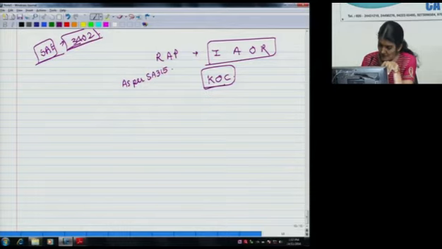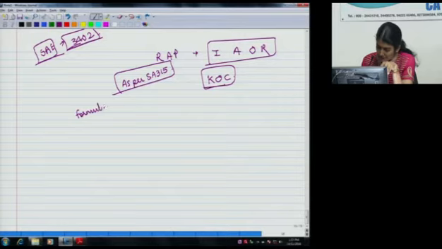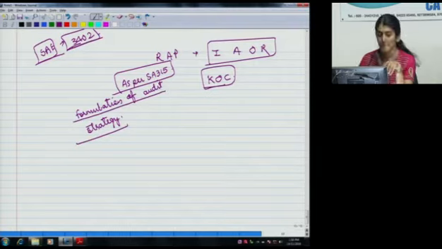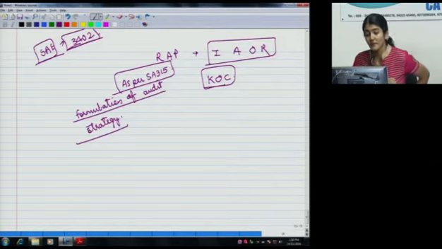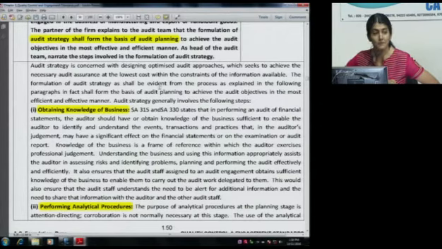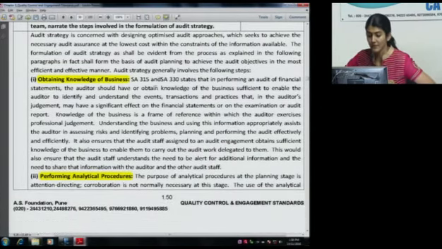As per SA315. Formulation of audit strategy. So inquiry, analytical, then knowledge of client's business, and then based on that you can prepare your audit plan, right, based on the audit strategy.